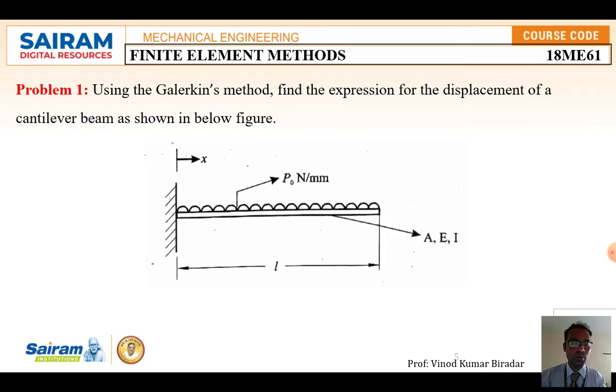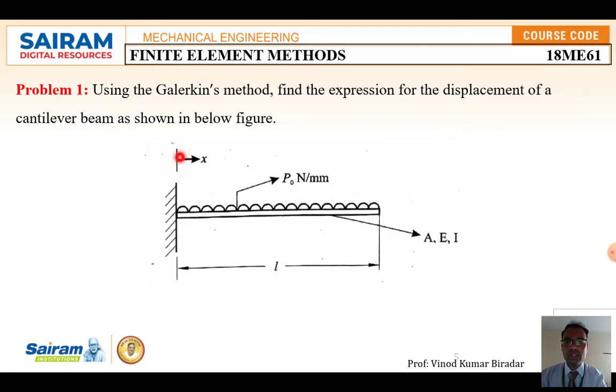So this is problem number 1. Using the Galerkin method, find the expression for the displacement of a cantilever beam as shown in the below figure. Look at this, a cantilever beam is given. What do you mean by a cantilever beam? One end is fixed, and on the other end a load is acting, and that end is free. Such types of beams we call cantilever beams.